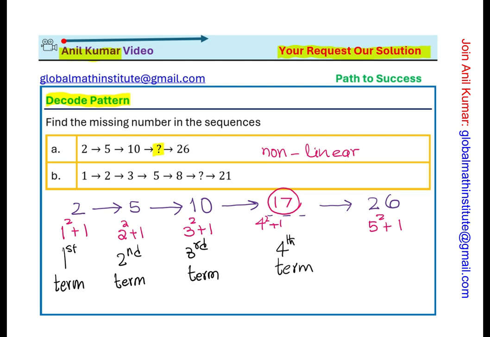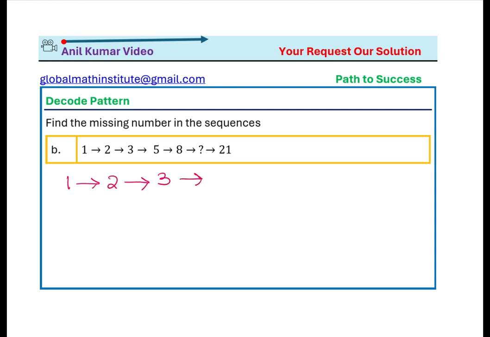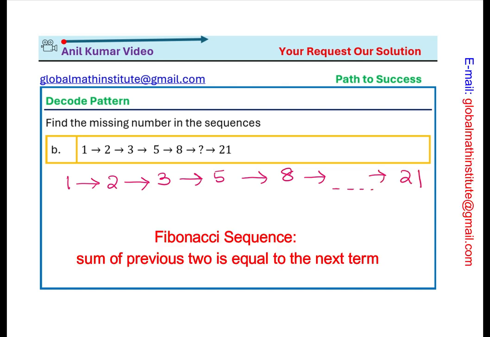Now let's look into part B. The pattern in part B is very interesting. Let me write this pattern for you. So we are going from 1 to 2, and then the next term is 3, and after that comes 5, and thereafter we have 8 and then something which we need to figure out. And then again we have 21. Perfect. Now this is a very, very important sequence which we are going to come across later also, the Fibonacci sequence.